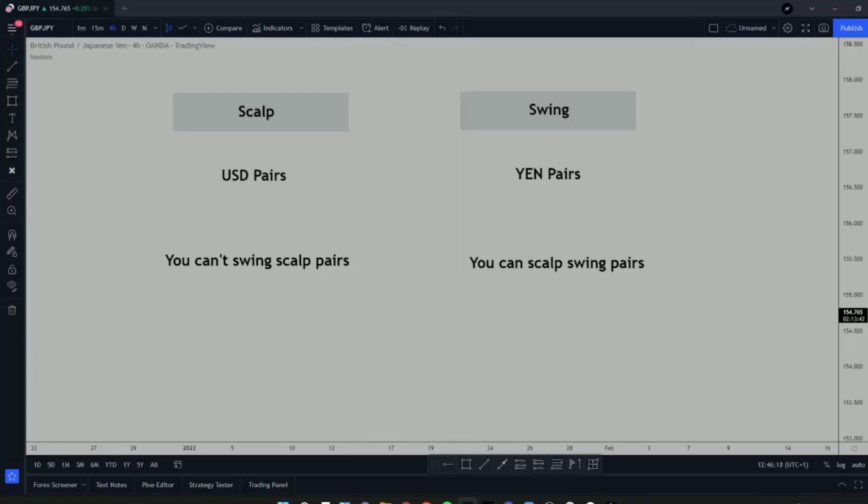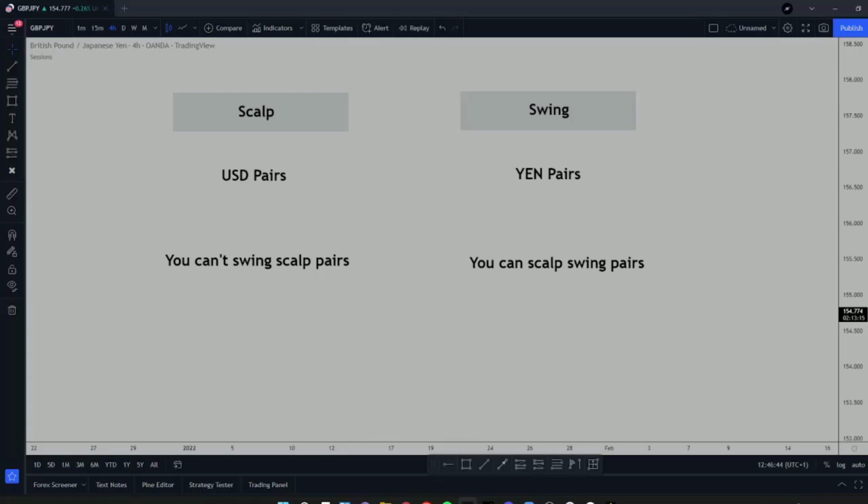An example of scalp pairs would be most USD pairs. They're not likely to be swinging pairs. They're usually more scalp pairs like EURUSD, GBPJPY, USDCAD, all that stuff. There aren't really swing pairs. They're more for intraday stuff.